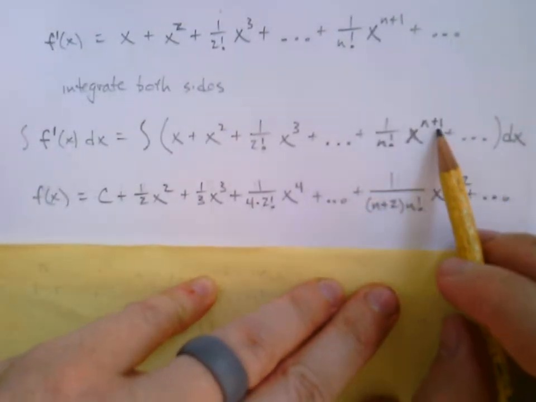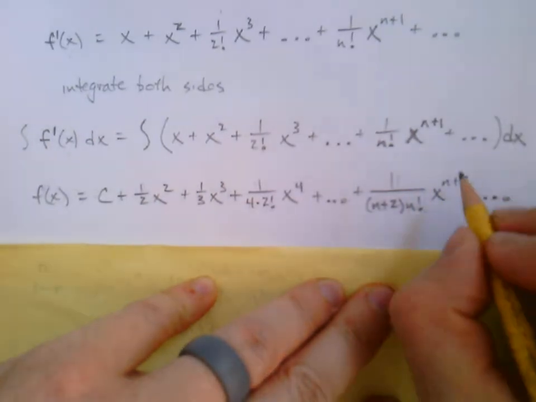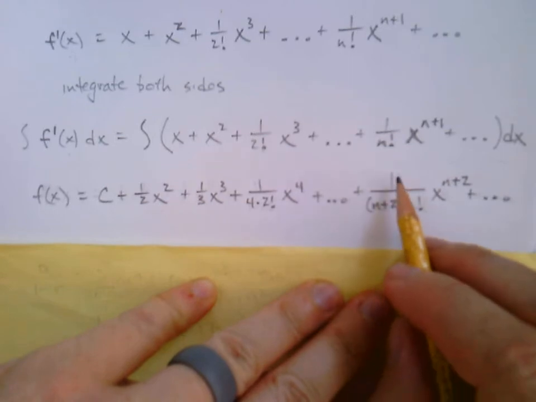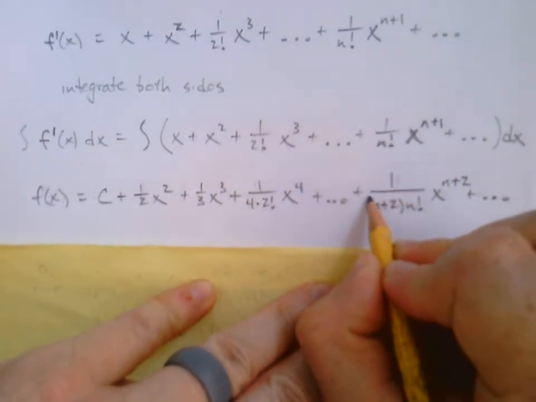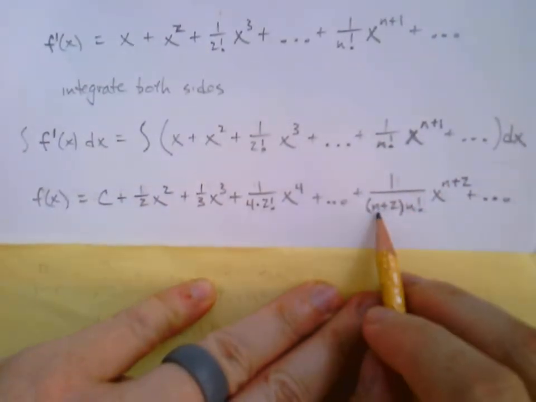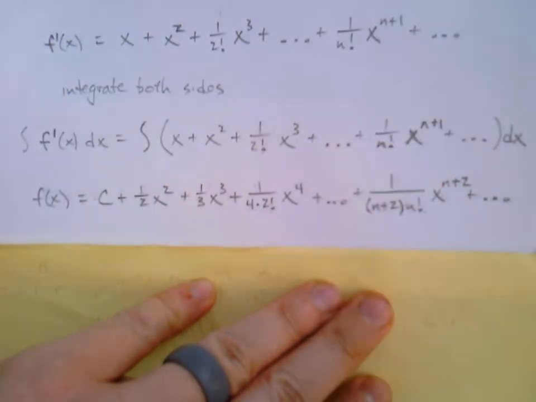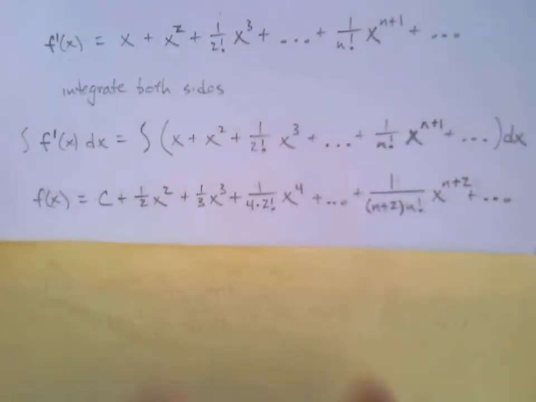So the next highest power is n plus 2 if I add 1. So that means I would need to divide by n plus 2. So 1 over quantity n plus 2 n factorial. If I took the derivative, then I'd get back to here. Plus dot dot dot. And we've integrated.